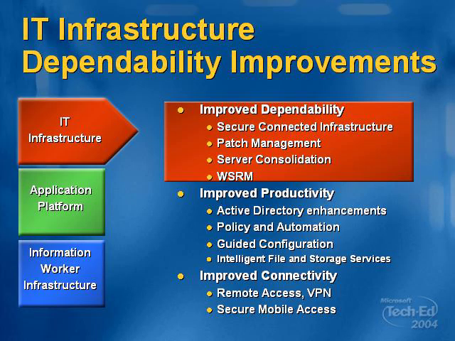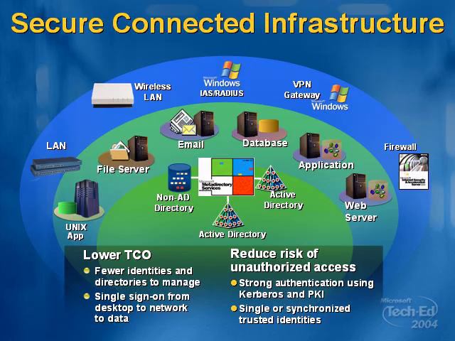So first, the IT infrastructure was designed for improved dependability. And it starts with this notion of a secure connected infrastructure. And I'm going to move through this pretty quickly. But at the core of it really is the Active Directory. And that really facilitates this idea of lower total cost of ownership, as well as the reduced risk of unauthorized access. Lower TCO is facilitated by having fewer identities and directories to manage.